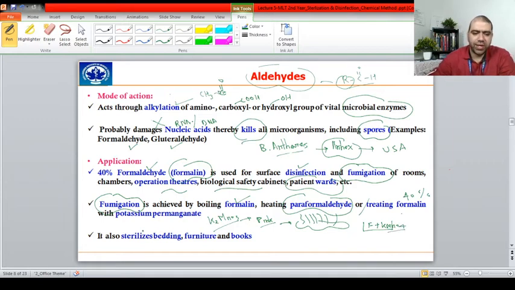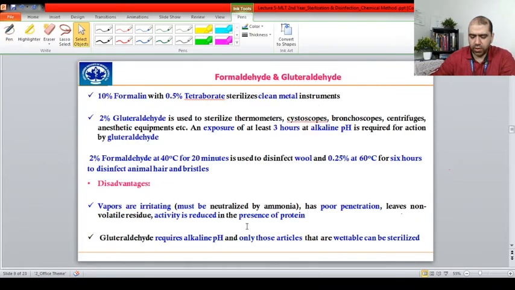Okay, so it is used for sterilizing beddings, furniture, and in libraries for books. Another example of these aldehydes: two examples are formaldehyde and glutaraldehyde. We can use formaldehyde in different concentrations. Previously we used 40% formalin, that's called 40% formaldehyde. Okay, so now you can use it in different concentrations, 10%, 2%, and you can use them in combination with other compounds.